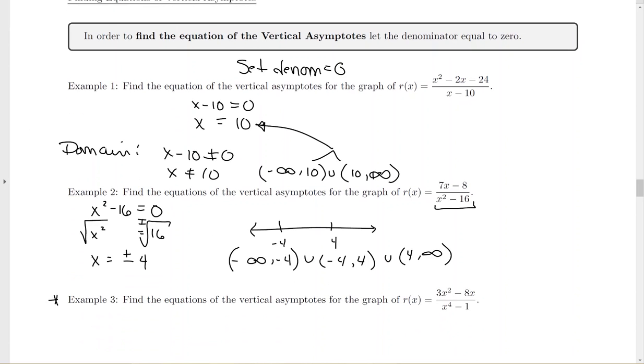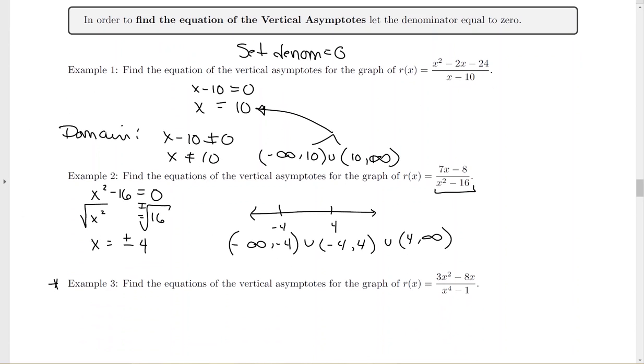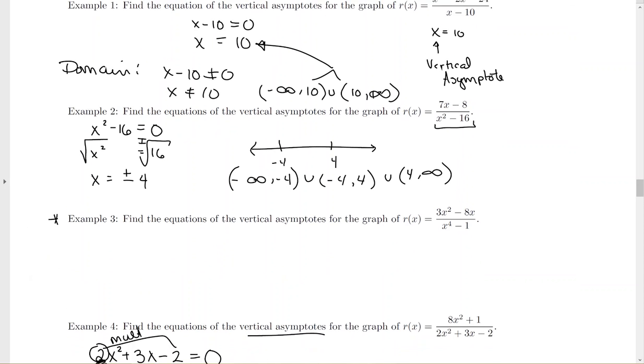So this is kind of where I picked up. To find the vertical asymptote, set the denominator equal to 0, solve for x. It's got to be x equals some number for a vertical asymptote. You got to start out with x equals. And so we did a few of these.